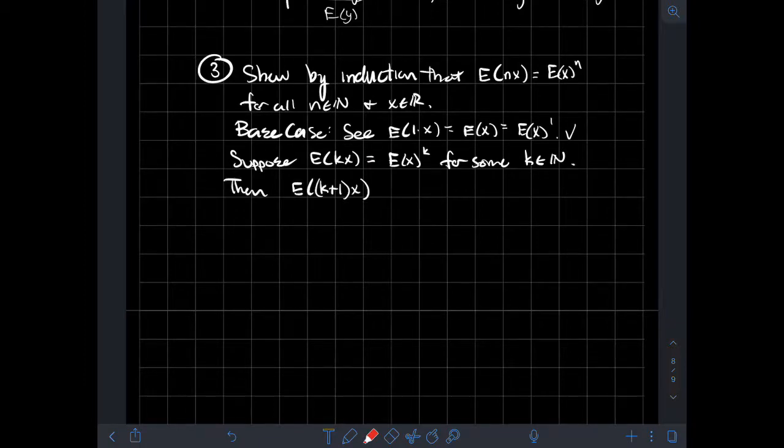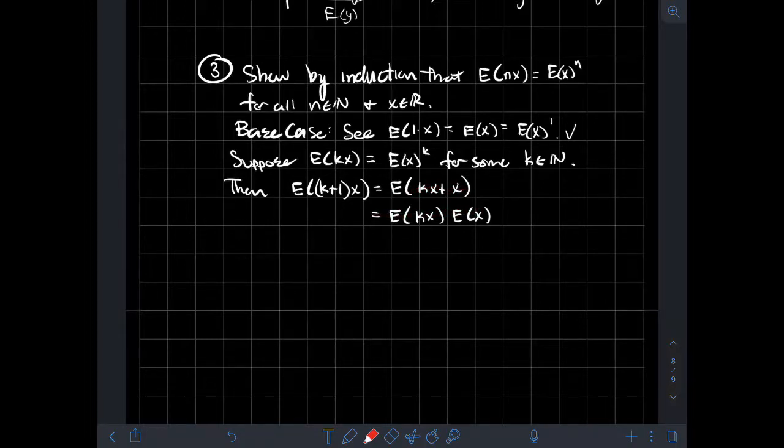So what about the case when it's k plus 1? Well, E of (k plus 1) times x. Let's go ahead and distribute inside of this function here. So this is really E of kx plus x. And we just showed that this function E has this nice property that when I have a sum of two numbers inside of the argument of E, that's the same thing as E of the first thing times E of the second thing. That's a very formal way to say that.